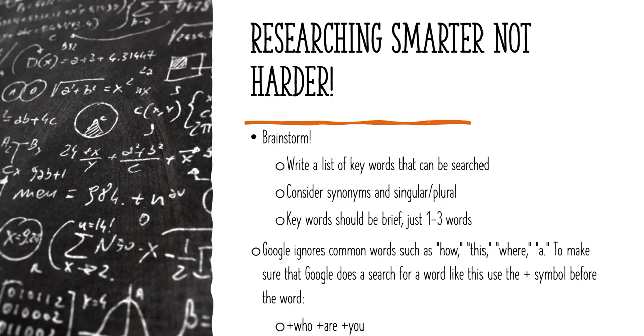Here's a tip for better Google searches. Google tends to ignore common words like how, this, or where. But if you need those words in your search, you can use them by using the plus symbol before each word. For example, plus who, plus are, plus you. This ensures Google treats these words as important to your search.